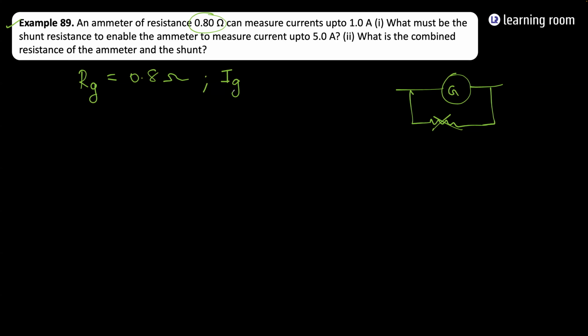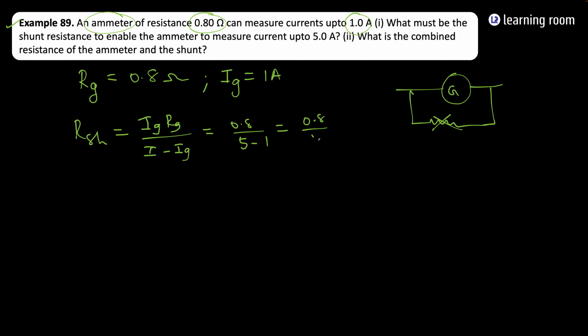Since you take this ammeter itself to be a galvanometer, what will this current become? That will be the full scale deflection current, which will be 1 ampere. Now, I think you will be able to calculate the value of shunt resistance you need to connect. R shunt is equal to Ig into Rg divided by I minus Ig. It is 0.8 divided by I, which is 5, minus Ig, which is 1. So 0.8 divided by 4, which will be 0.2 ohm.